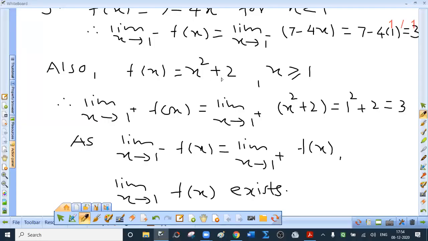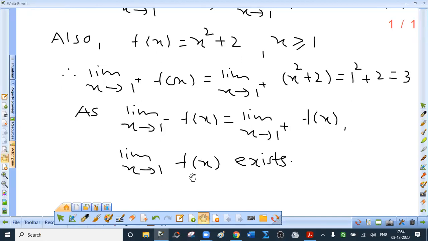Also, f of x is x square plus 2 for x greater than or equal to 1. Limit x tends to 1 plus f(x) is limit x tends to 1 plus x square plus 2. Take the limit, its value is 3. As left hand limit is the same as right hand limit, limit x tends to 1 f of x exists. And we should also mention that its value is nothing but 3. I'll write that. And limit x tends to 1 f(x) is nothing but 3.